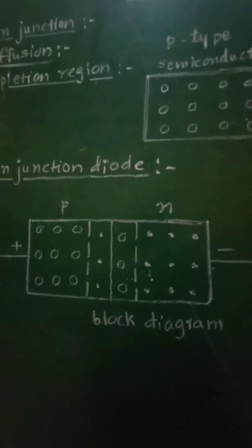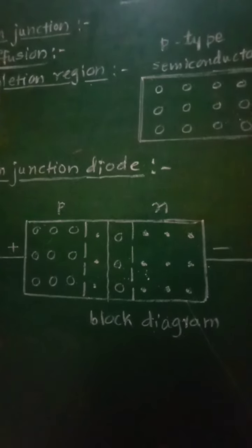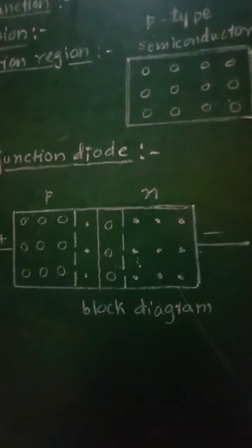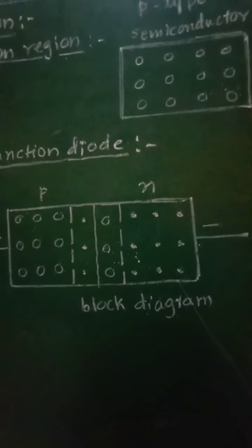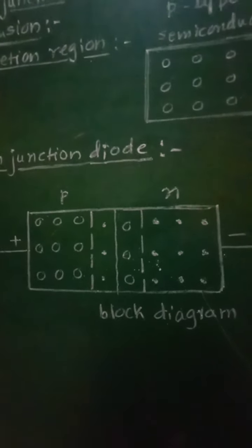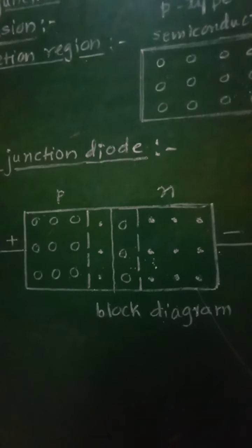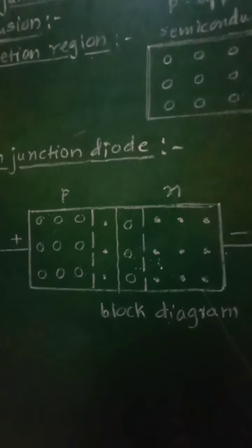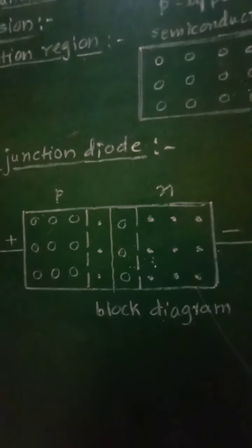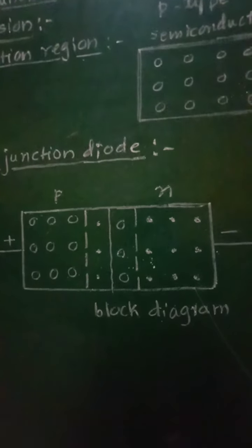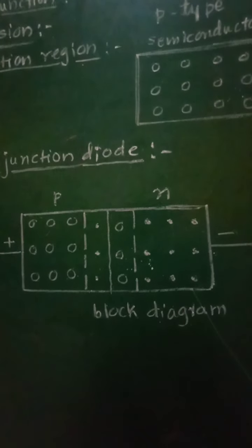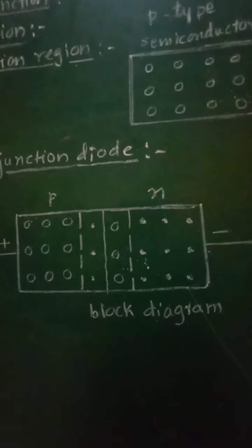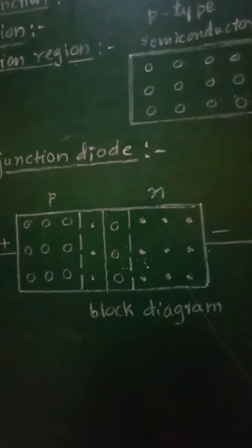The process of connecting an external electric field, that is an external battery, across the PN junction diode is called biasing of the diode. So when any external electric field is applied between the two terminals of that diode, we can say that the diode is biased, and therefore the process of connecting an external electric field with the help of a battery across the PN junction diode is called biasing of diode.